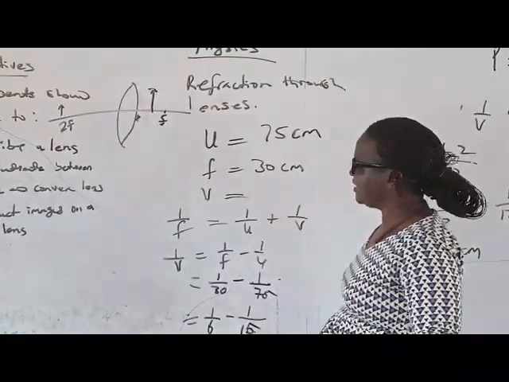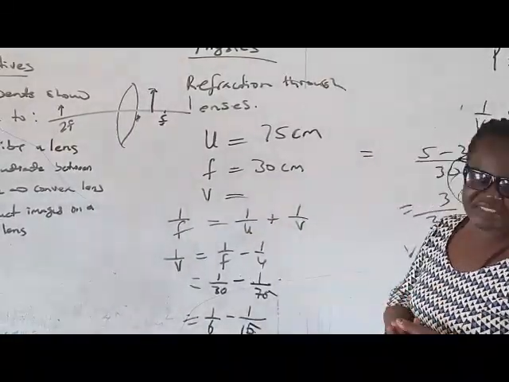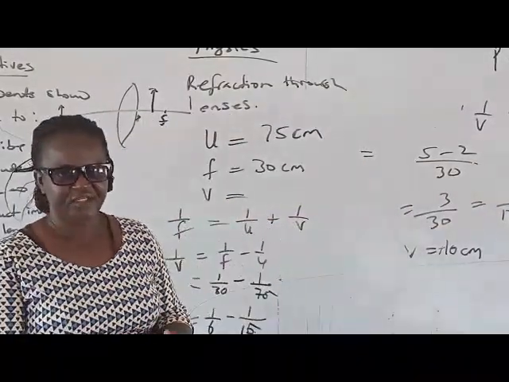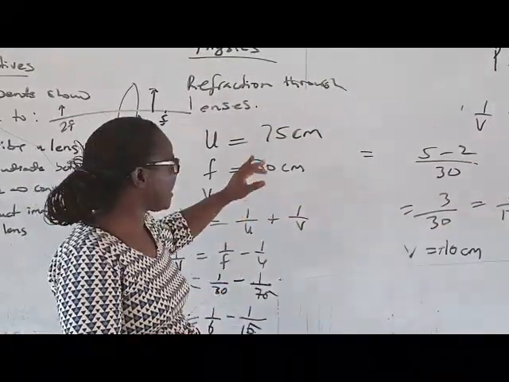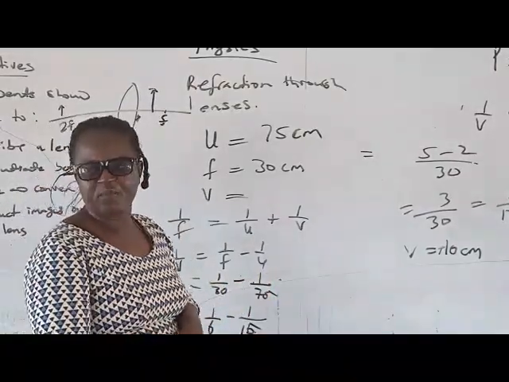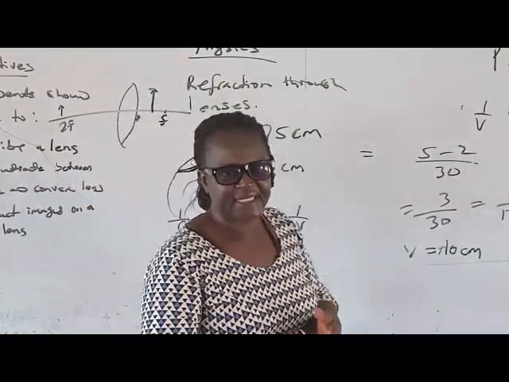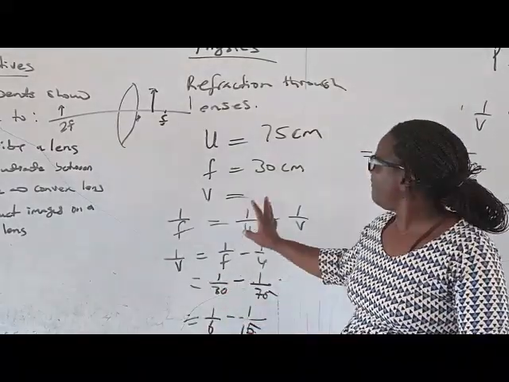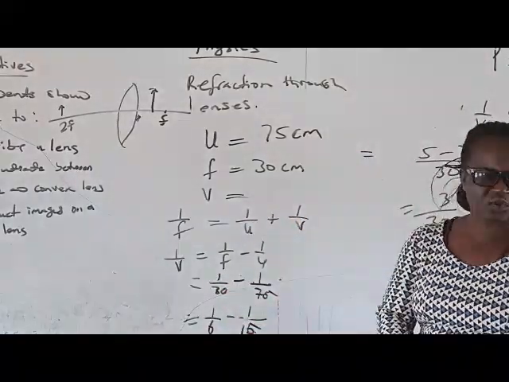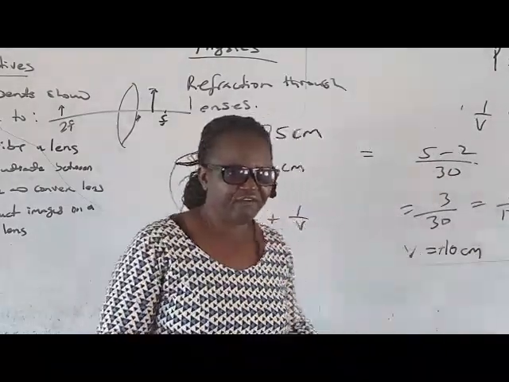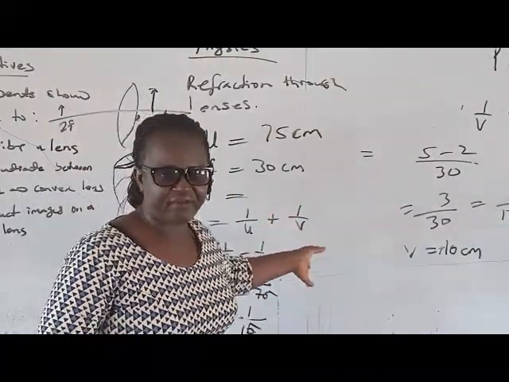Okay, so in summary, first we say what is a lens? It's an optical instrument that refracts light. 2, there are different types of lenses. We have 2 in particular, the convex lens and the concave lens. We say the concave lens diverges rays of light. The convex lens converges what? Rays of light.